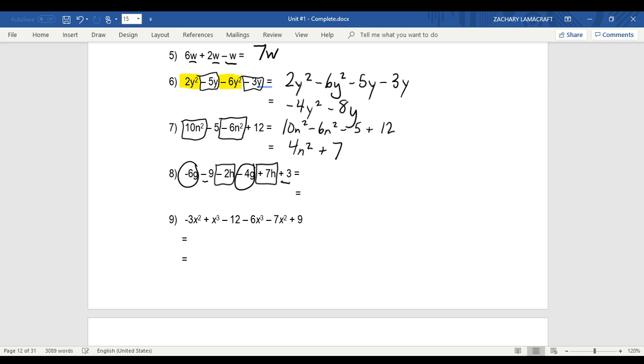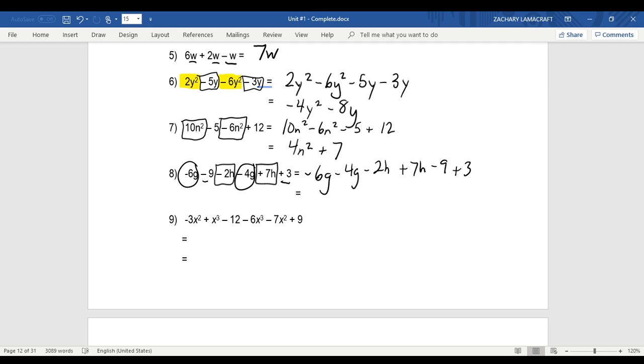Yeah, exactly. So then when we go to put this together, we make sure we keep those signs. So it's negative 6g minus 4g minus 2h plus 7h minus 9 plus 3.